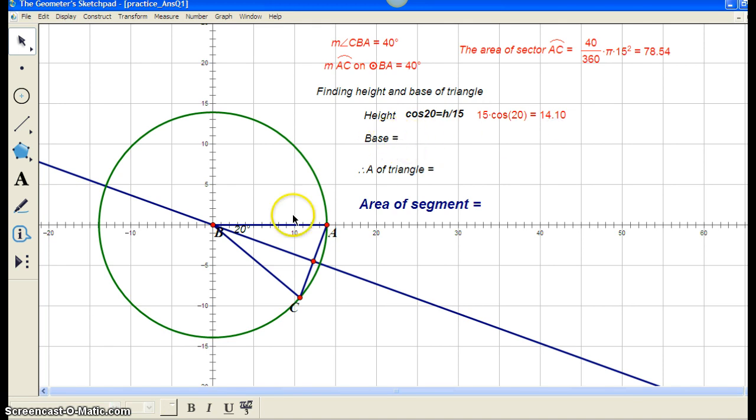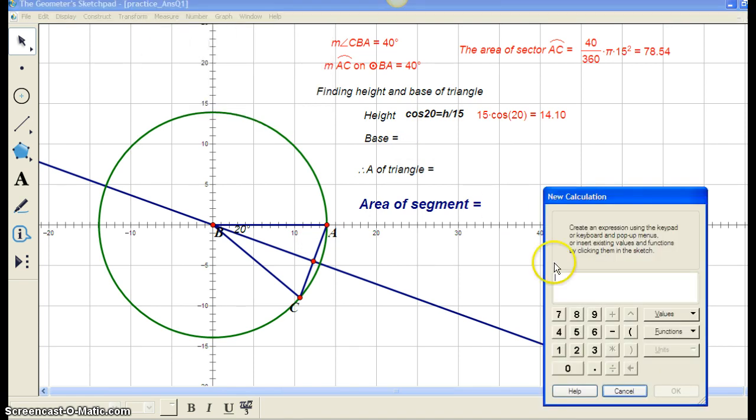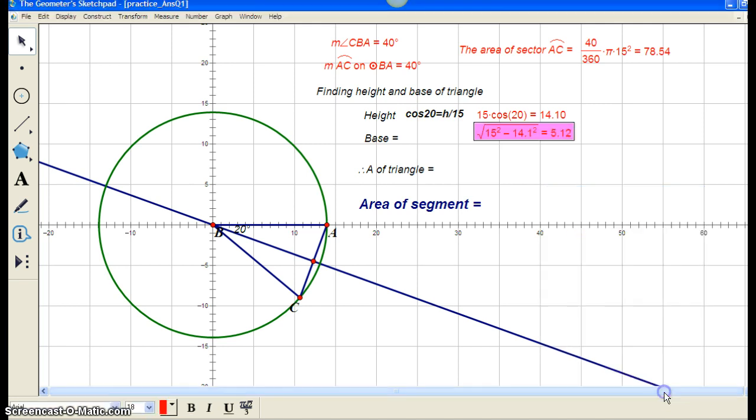Now to find my base. I know the radius is 15, so I know this side. I've just calculated the height at 14.1. I can find the base using Pythagoras. So finding the base, I'm going to use the square root function. The square root of 15 squared, subtract 14.1 squared, and there's my base, approximately 5.1.